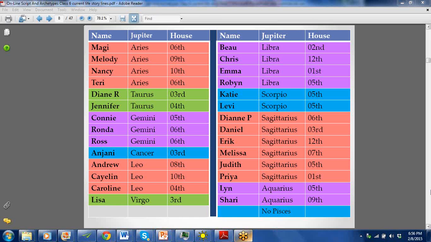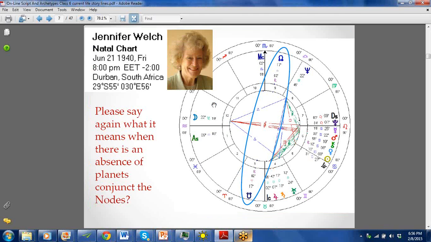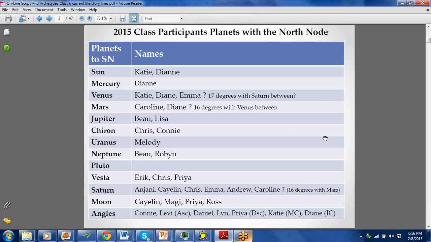Okay, now, before we look at some of the individual questions, I wanted to look at the other angles. Oh, right. And we probably ought to talk a little bit about the nodes. Oh, this is planets to the south node. She's supposed to say planets to the north node. But look at that too, just to give a quick sense of what that's about for people.